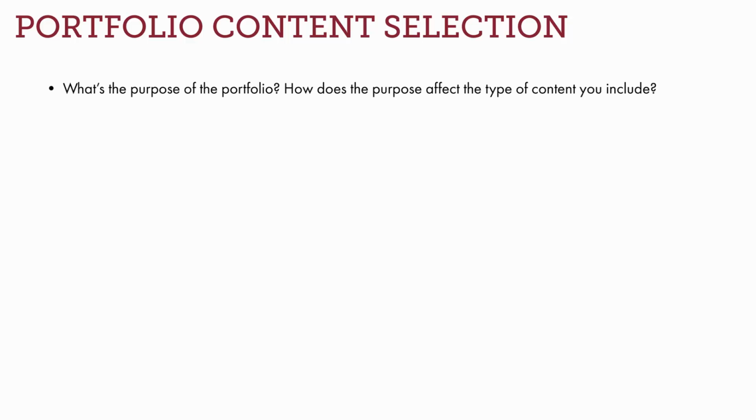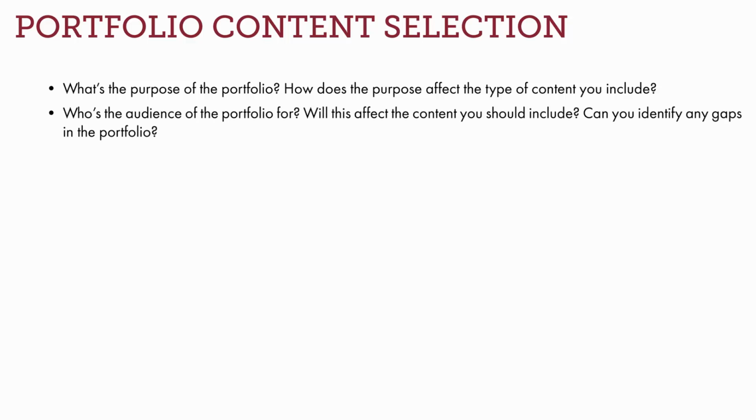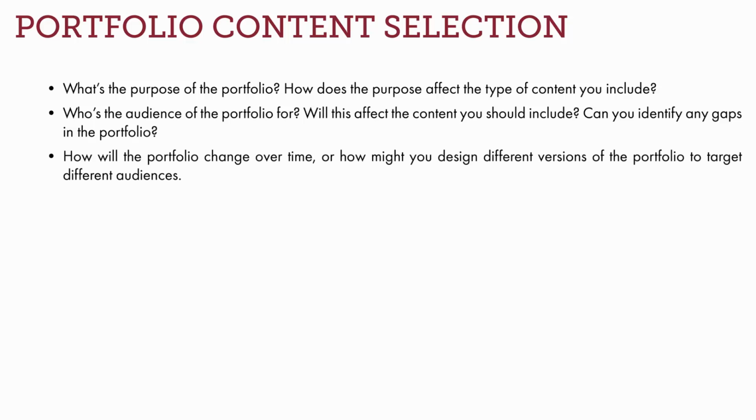So, portfolio content selection. What's the purpose of the portfolio? How does the purpose affect the type of content you include? So these are things to think about, right? Who's the audience of the portfolio for? Will this affect the content you should include? Can you identify any gaps in the portfolio? So are you missing anything that they would want to see? How will the portfolio change over time? Or how might you design different versions of the portfolio to target different audiences?